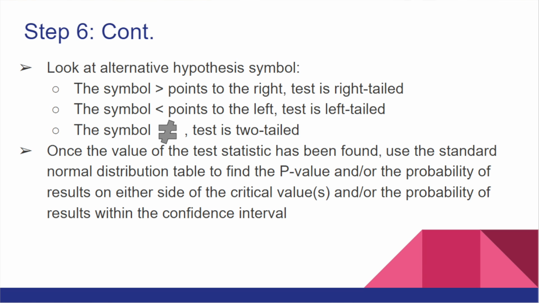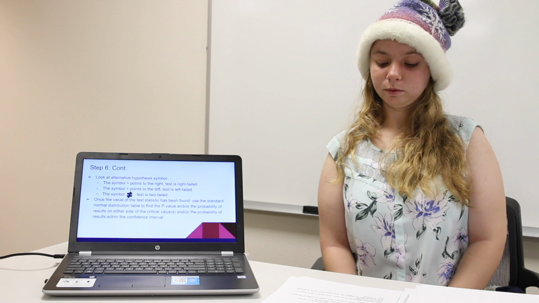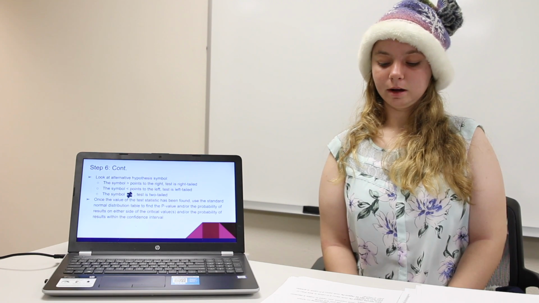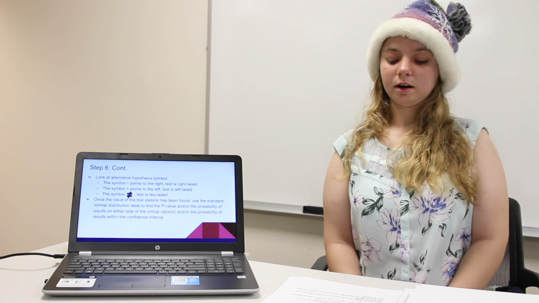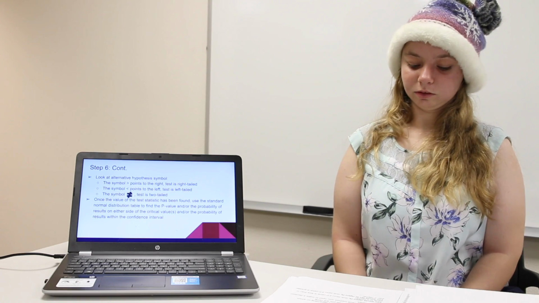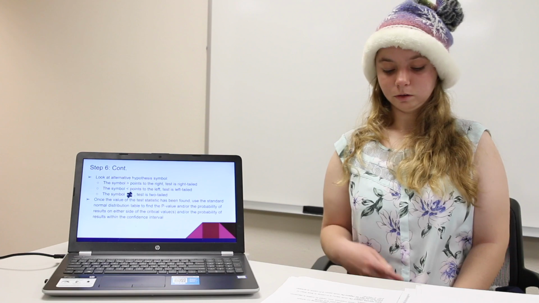Once the value of the test statistic has been found, use the standard normal distribution table to find the p-value and/or the probability of results on either side of the critical value or values, and/or the probability of results within the confidence interval.